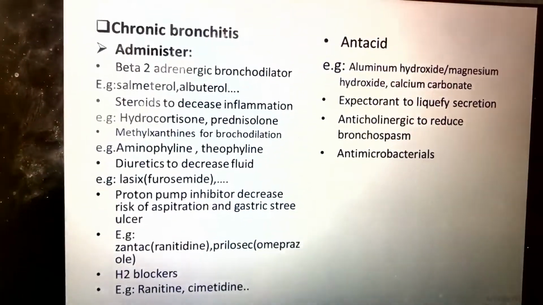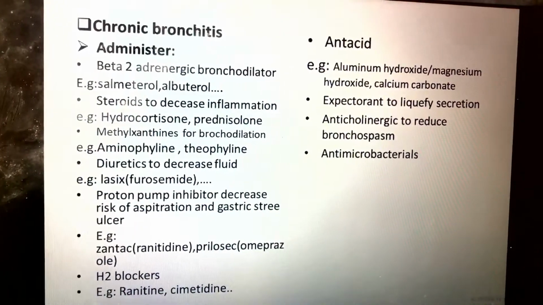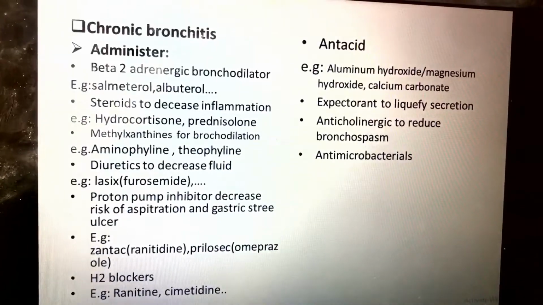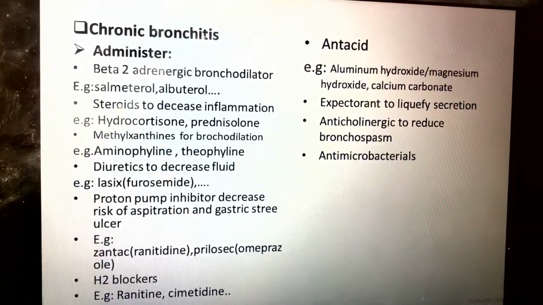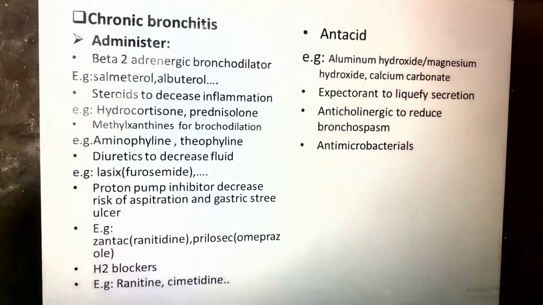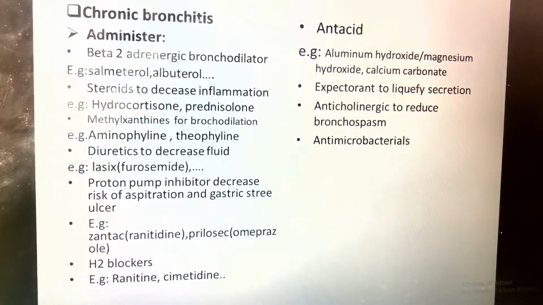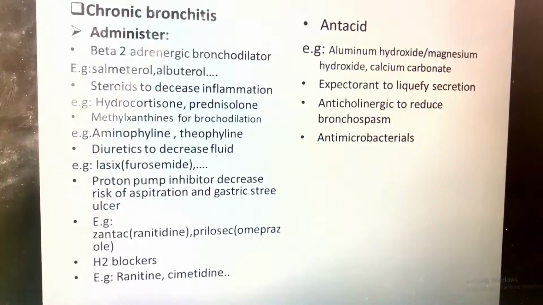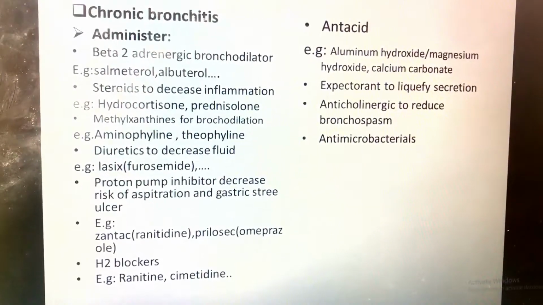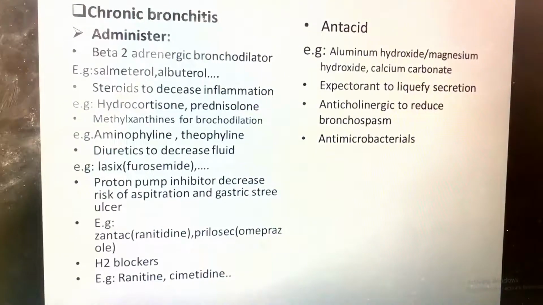For chronic bronchitis, you have to administer a beta-2-adrenergic bronchodilator. Examples are salmeterol or albuterol and so on. We can give steroids to decrease inflammation, for example hydrocortisone, prednisolone. We can give methylxanthine for bronchodilation, for example aminophylline, theophylline.